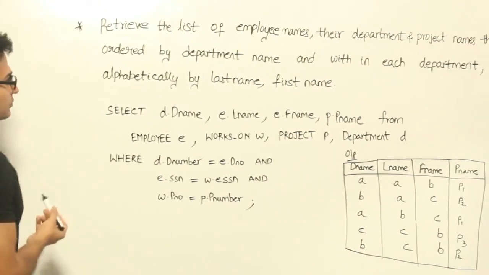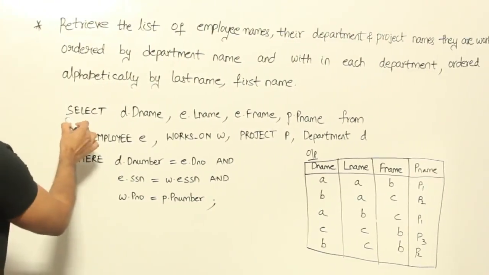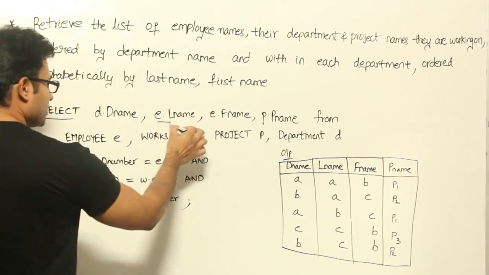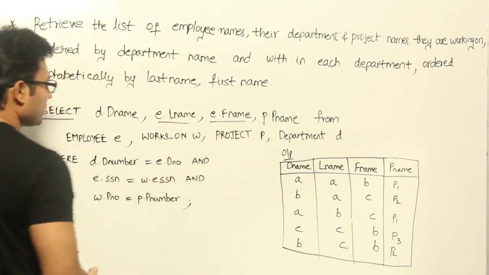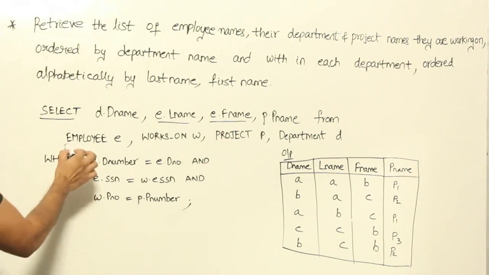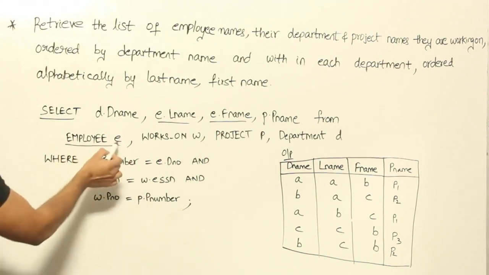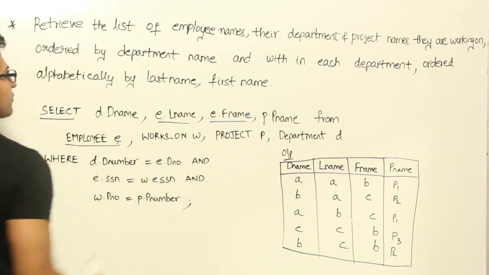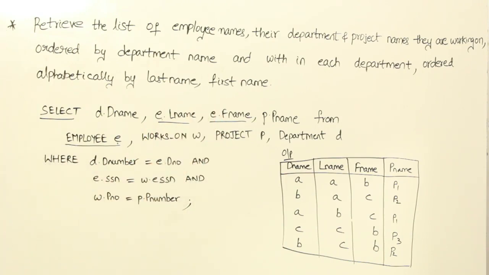Now we are supposed to select the employee's last name and employee's first name. So from where are you going to get it? From the employee table. Therefore we are going to use the employee table, right? And therefore, since the employee table here is called E, now I am writing it as E.Lname and E.Fname. By using this I will be getting the last name and first name, right?